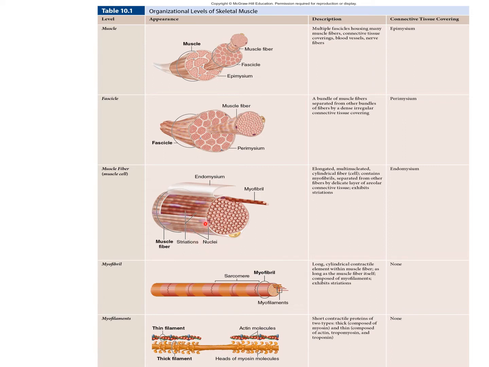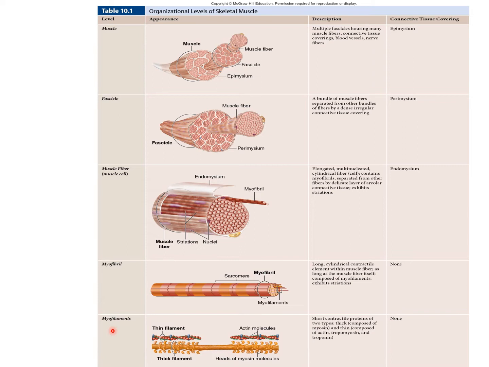Each muscle fiber is made out of a bunch of myofibrils. So here is one myofibril right there. There is no connective tissue covering the myofibril. On top of the myofibril, you're going to have something known as the sarcoplasmic reticulum, and we will talk about it. Each myofibril is made out of a bunch of myofilaments.